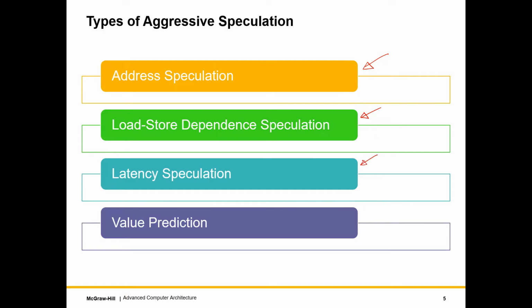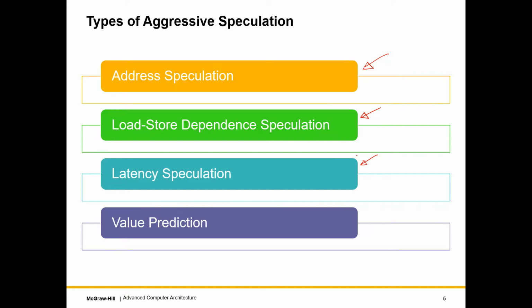Next is latency speculation, where we assume that a given access will hit either in the load store queue or in the data cache. A hit means that we will get the value, right? So a memory access will take 1 cycle or 2 cycles. In the sense, we know the latency.